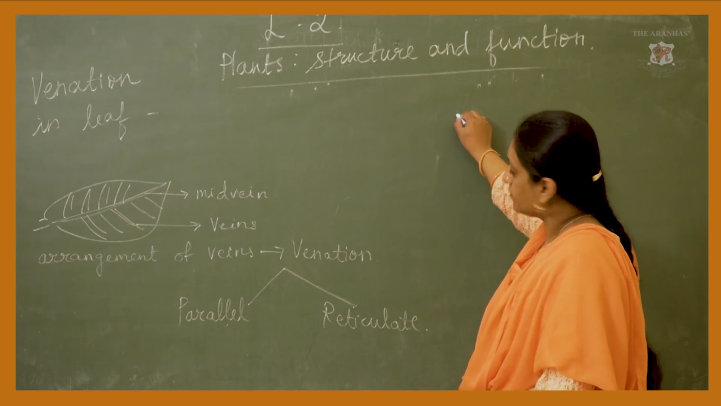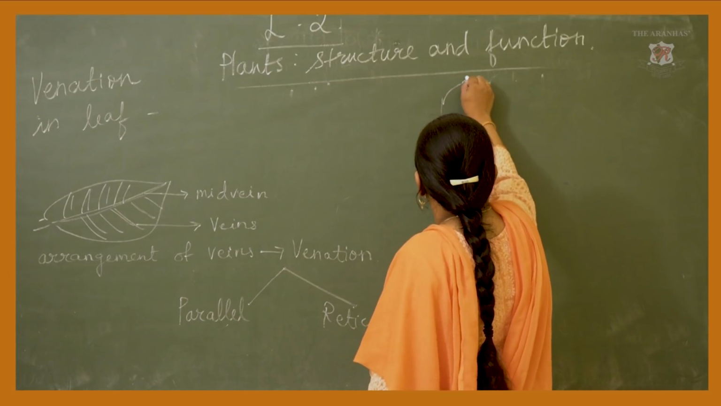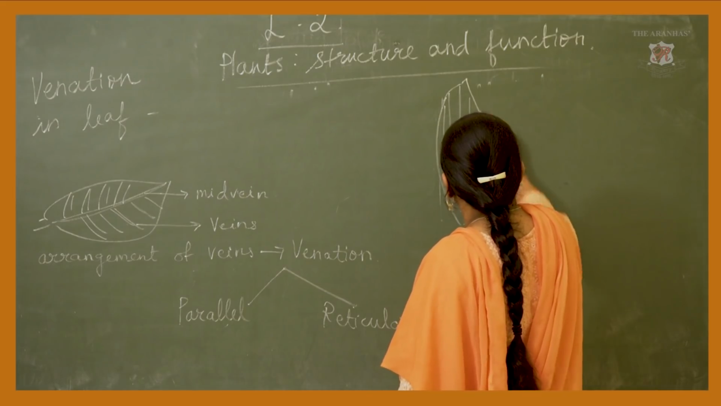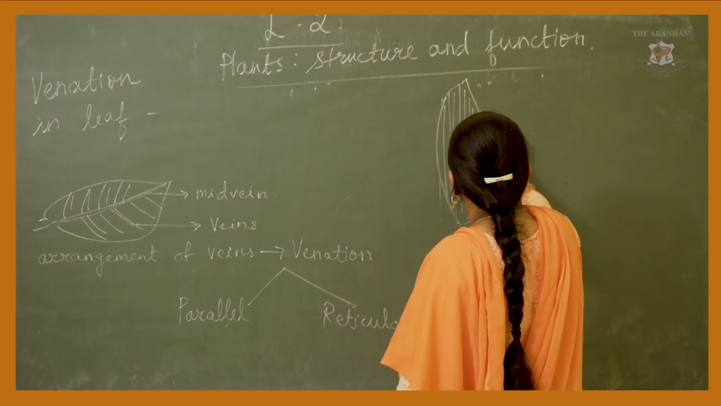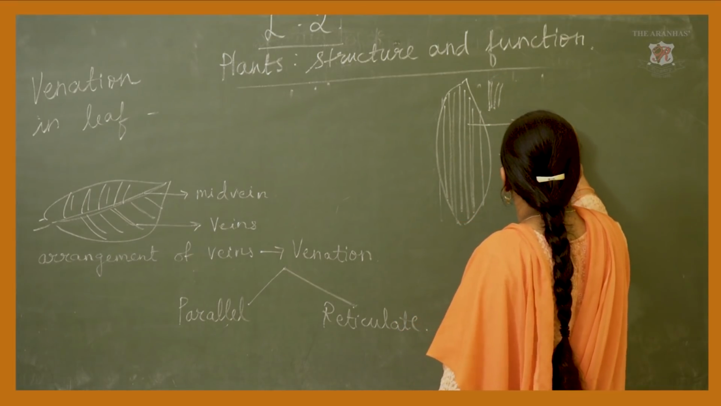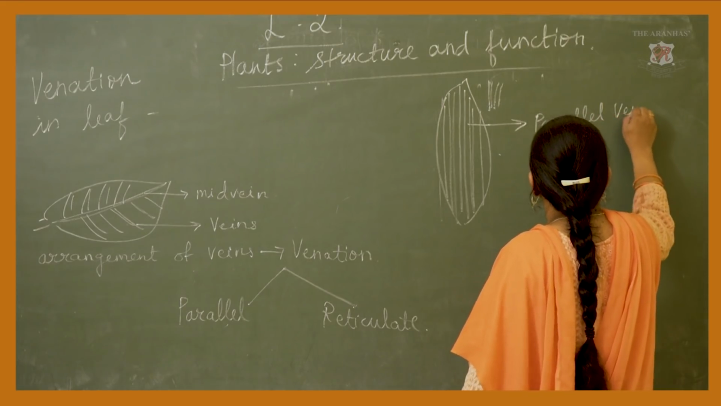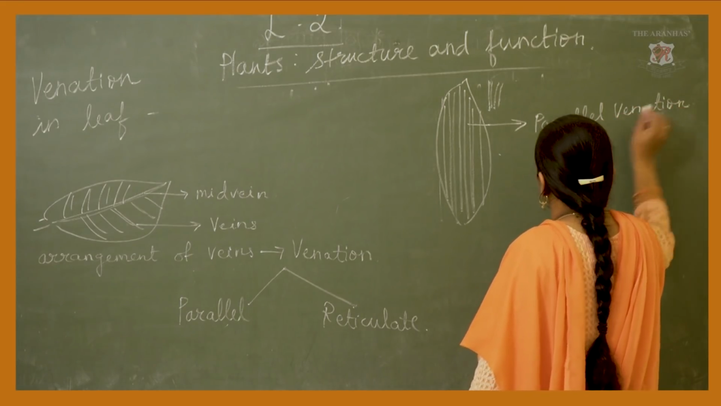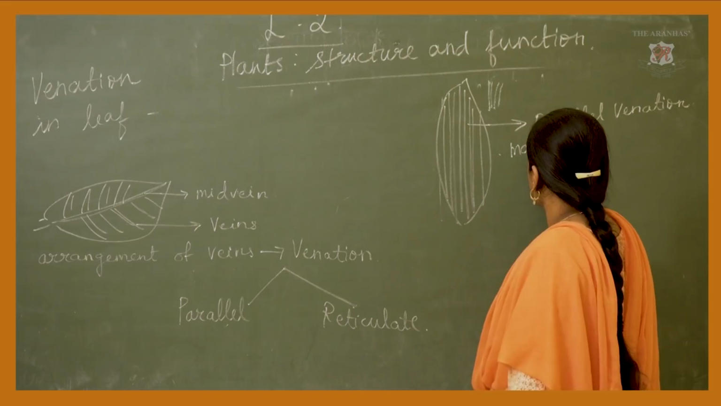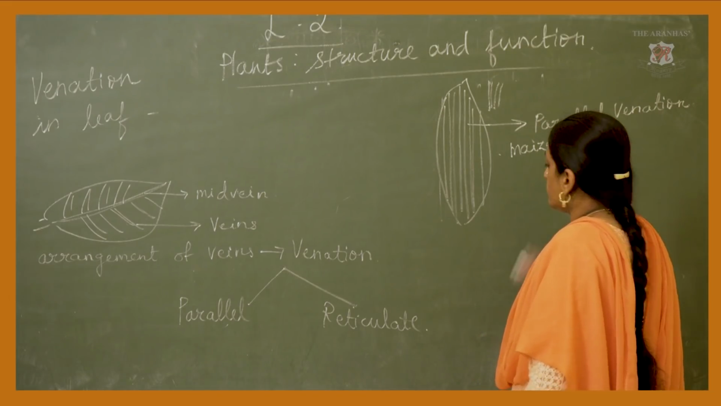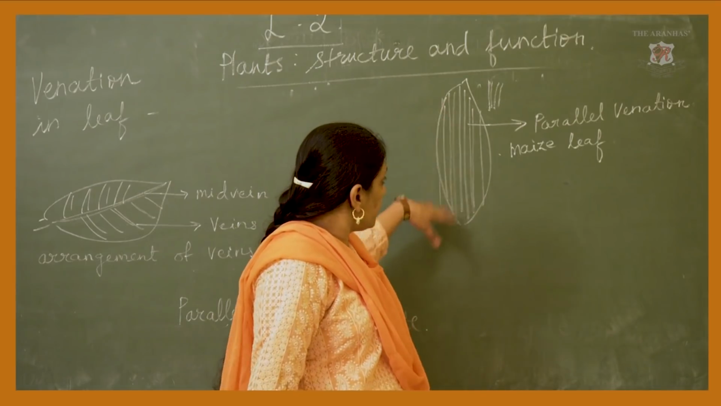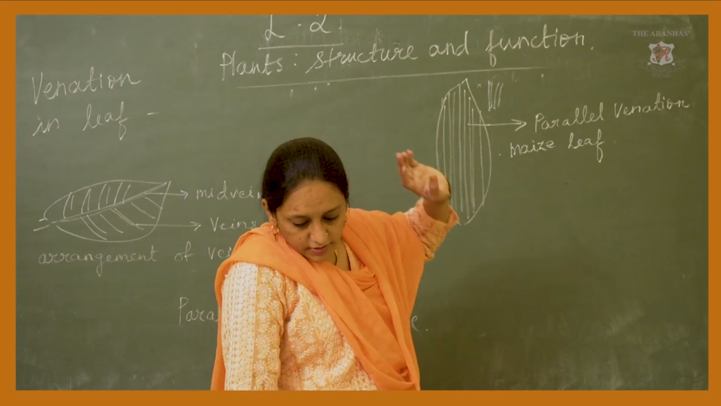Now suppose this is a leaf. The veins are like this in this leaf. These are all the veins. They are in parallel line to each other. So that type of venation is called parallel venation because the veins are running parallel in a straight line. They have given the example of maize leaf. In maize leaf you can see the veins are straight, running parallel to each other. If veins are straight to each other, that is called parallel venation.